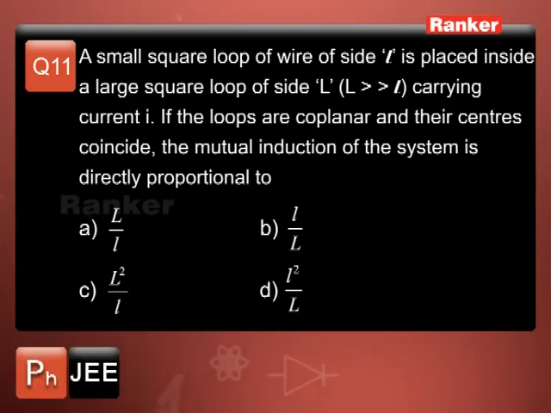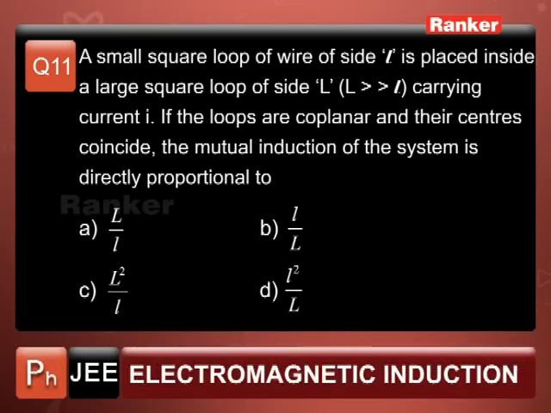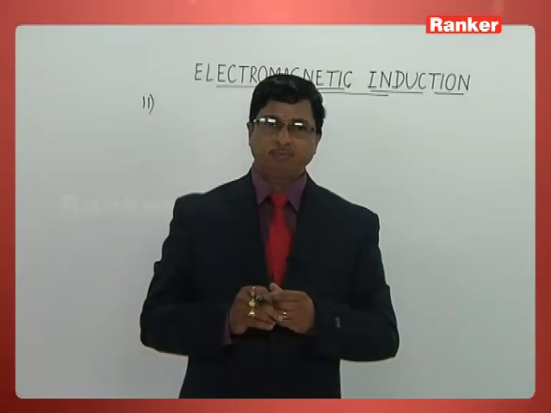And 4 options are given. First option, capital L by small l. Second option, small l by capital L. Third option, capital L square by small l. And fourth option, small l square by capital L. In fact, the correct option is the fourth one. Small l square divided by capital L, that is the concept.